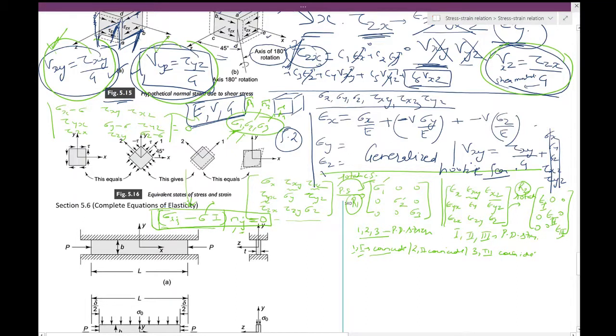But in reality, isotropy is not constrained to 1, 2 or 3 directions. It is free to show, I mean it will show the same properties, same response along any directions or any axis. So to illustrate this, we begin by considering a state of pure shear as shown in figure 5.6. So this is pure shear.